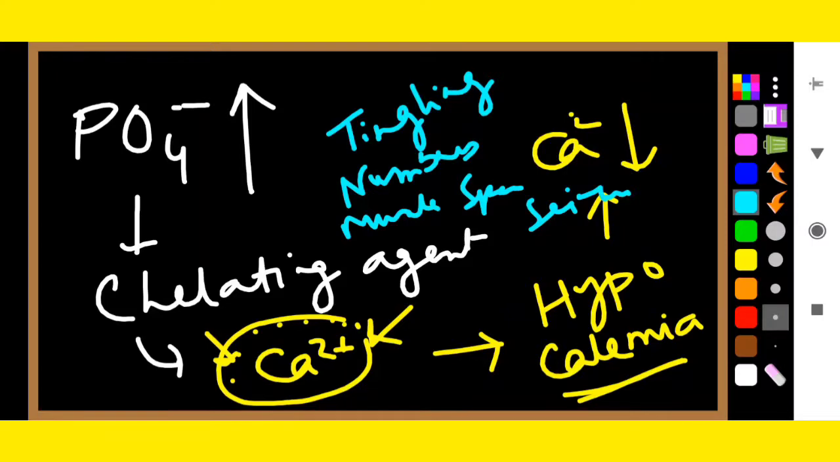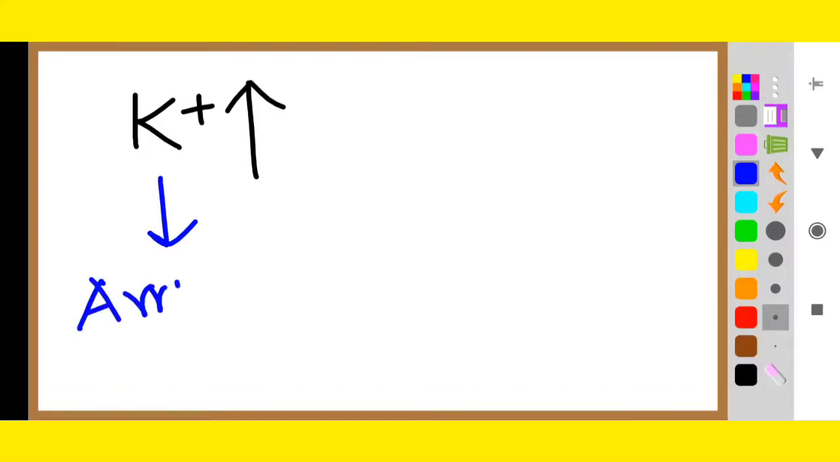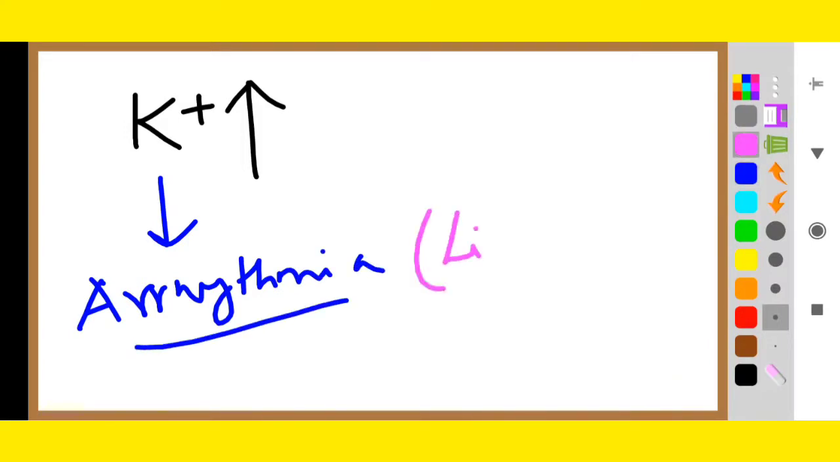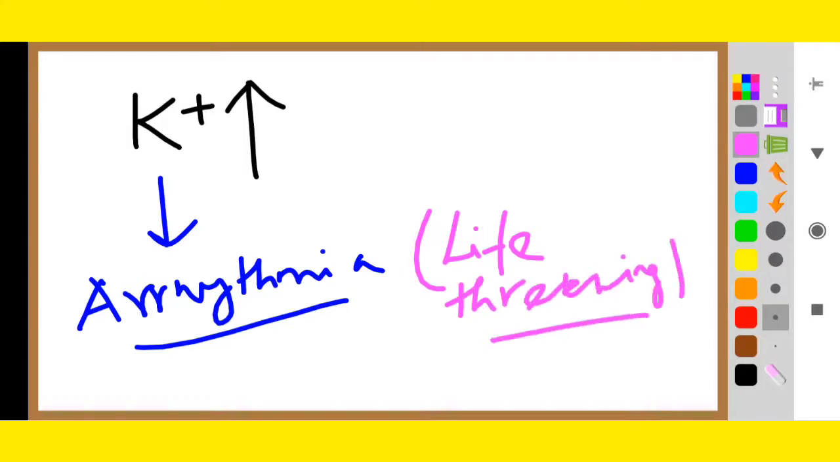And the last one which I will be discussing is hyperkalemia. That means increased potassium level. What happens when potassium level is increased in your blood? Basically, you get arrhythmias. And these arrhythmias are basically life-threatening arrhythmias. So always remember this.